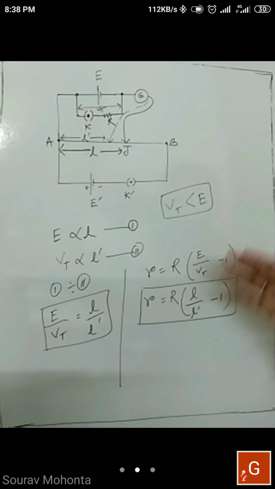This is the method which we can apply for the measurement of the internal resistance. Once we open the key connected in parallel to the unknown EMF, the EMF is E and we get a null point. When we close the key, the EMF becomes the terminal voltage, so we get another length L dash, and Vt is proportional to L dash. Now we simply take the ratio.